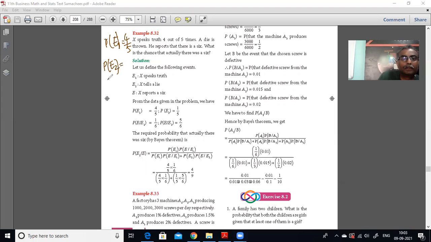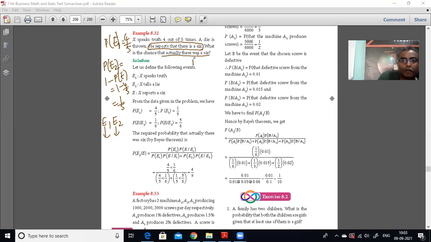That is equal to 1 minus P of E1, that is equal to 1 minus 4/5, that is equal to 1/5. Okay, so E1 and E2, he speaks the truth, he does not speak the truth, one class of events. Now another arbitrary event is happening. He is reporting there is a 6. What is the chance that actually there was a 6?